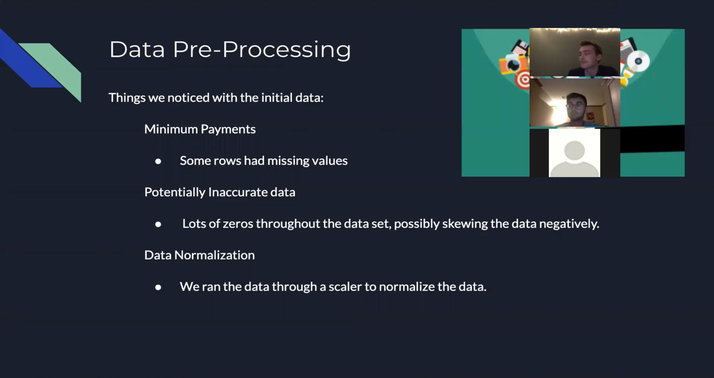So for data preprocessing, there were a couple things we noticed in the initial data. One, the minimum payments column had blank values in some rows, so we interpreted that as zeros. So we don't have them just blanked, and we also replaced every blank value under minimum payments with a zero as well to denote that the individual's lowest payments amount was zero.